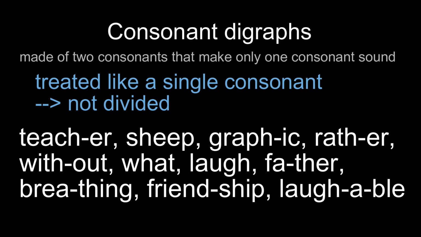These are examples of syllabication with consonant digraphs: teacher, sheep, graphic, rather, without, what, laugh, father, breathing, friendship, laughable.